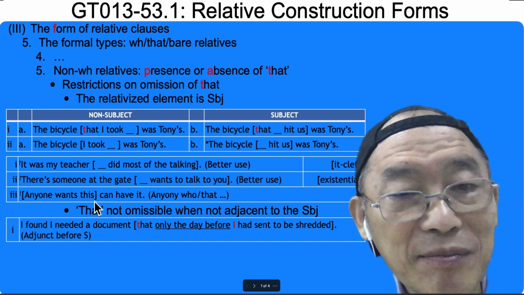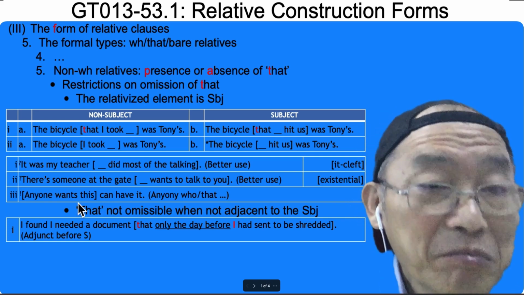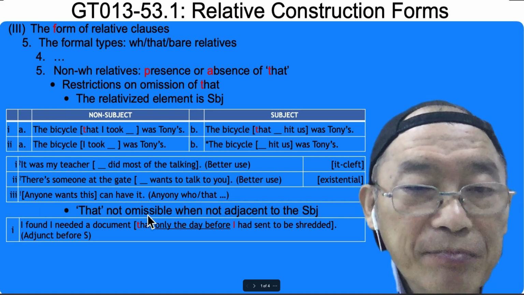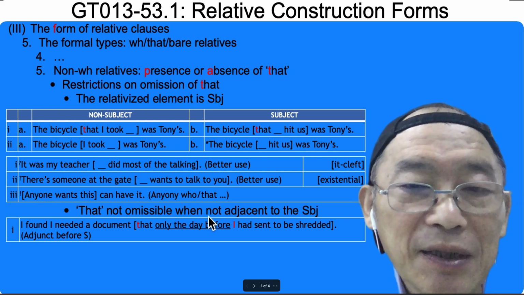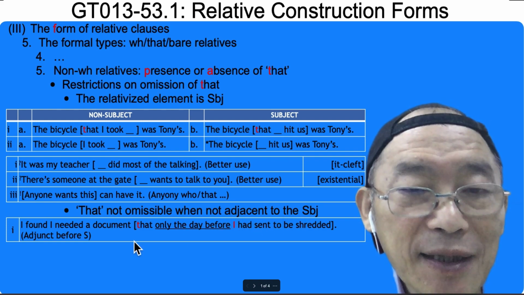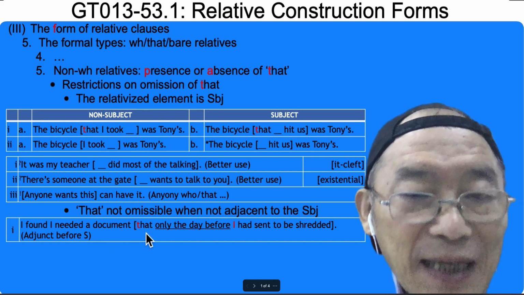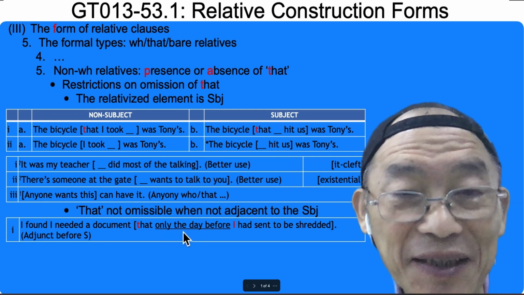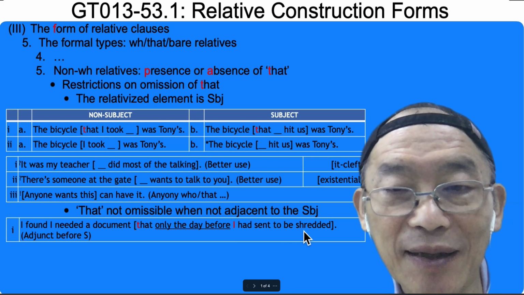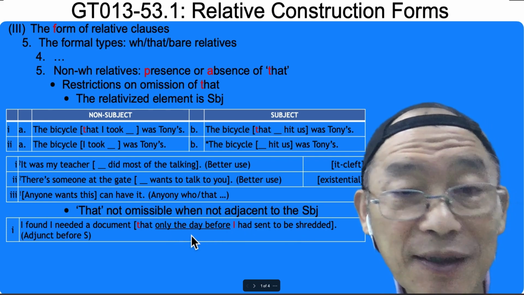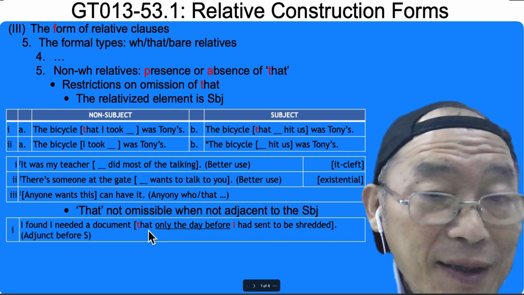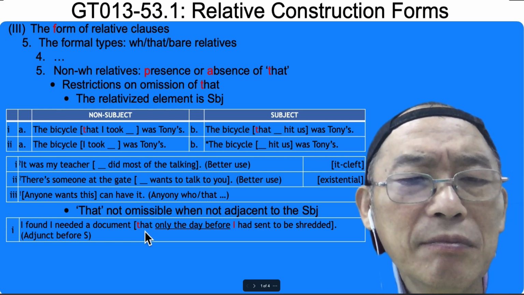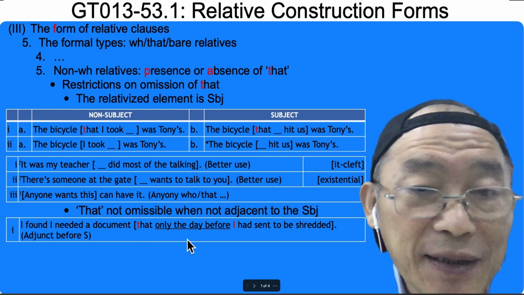"Anyone who wants this can have it." Sorry, "anyone that wants this will be fine." But that is not admissible when it is not adjacent to the subject. In a document, if there is an adjunct, in a comment clause, that sits between that and the subject, you've got to use that. It cannot be omitted.